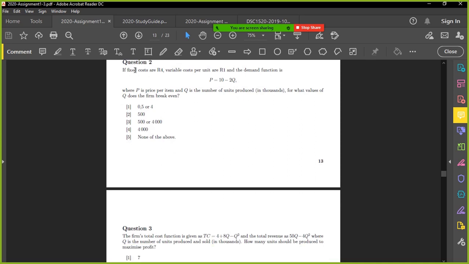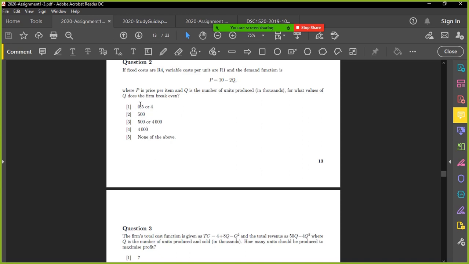Let's read the question. Fixed cost 4 Rand, variable cost 1. Demand function P. Now we're looking at price as the function, and then obviously Q as the quantity. That's what they've told you there, and it's in units of 1,000. That's also important because sometimes your answer might come out as a single digit, and then you just need to remember it's in thousands. So the answer might be 4,000 or 5,000 or whatever they've given you.